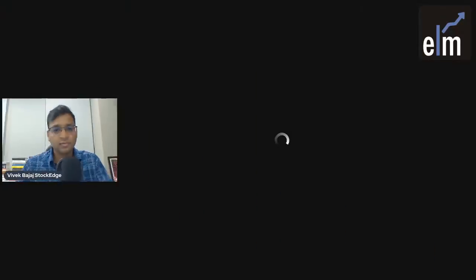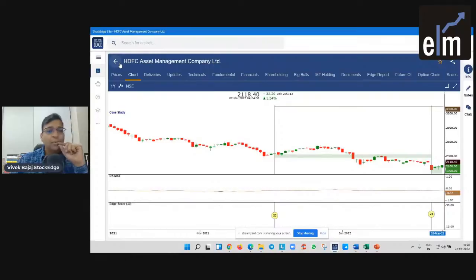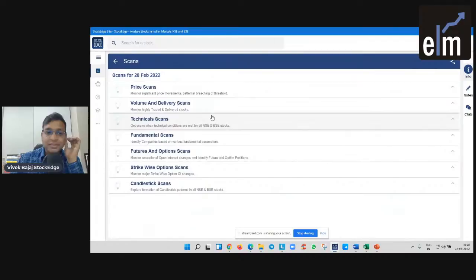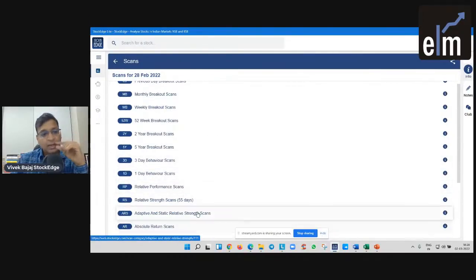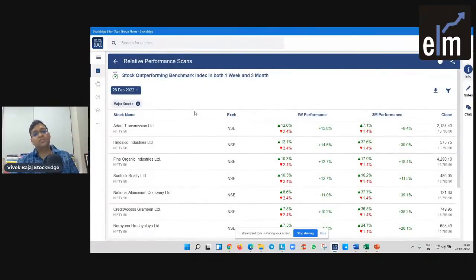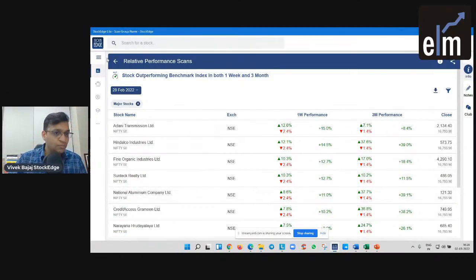I'll show you one more thing before I take a few questions. Let me show you one more thing. How to identify stocks where relative strength is high right now? So if you go to StockEdge scan and look at price scan, and let's go to the scan called relative performance scan, and check the stocks which are outperforming the market in a period of 1 week and 3 months. So these are the stocks which are relatively strong because वो market को outperform कर रहे हैं. So this is one way you can look at it.